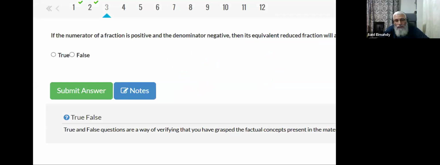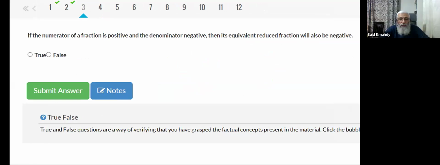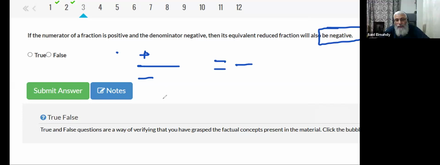Read. If the numerator of a fraction is positive and the denominator negative, then its equivalent reduced fraction will also be negative. True. You said this is true? Yes, because positive divided by negative, or negative divided by positive, is negative. So this is true, correct.